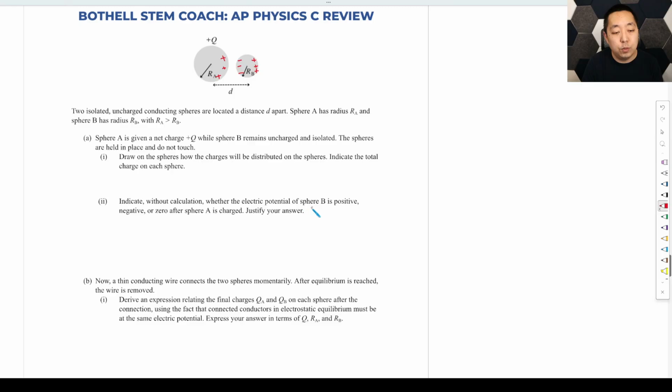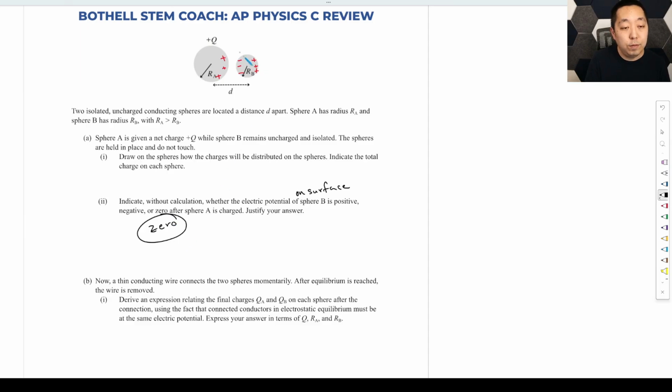Indicate without calculation whether the electric potential B is positive, negative, or 0 after sphere A is charged. Justify your answer. On the surface of the sphere, right? So remember, everywhere on the surface of a conductor, the potential on the surface of the sphere, it actually should be 0.